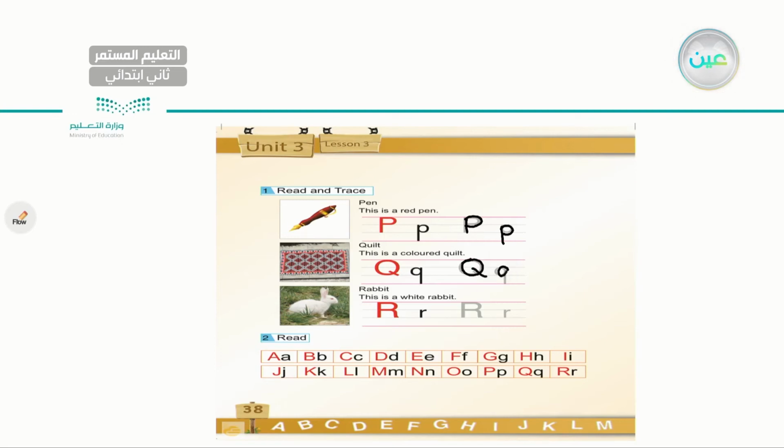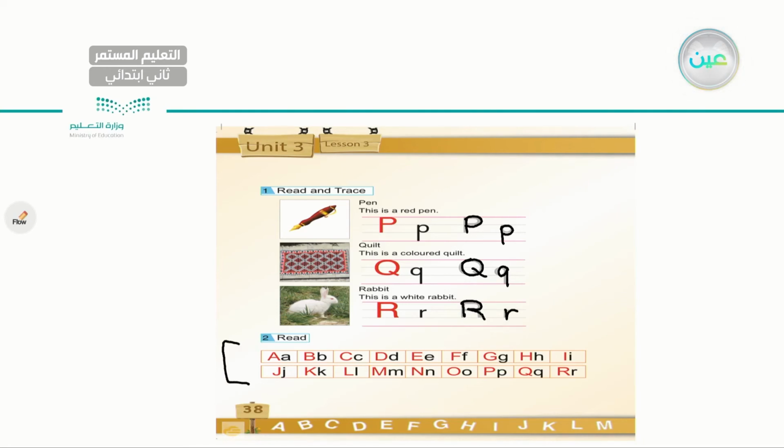Trace and copy. Last letter, I have letter R, rabbit, capital R and small r. Rabbit, red, ring, and so on. Okay? And I have all the letters below, capital and small.